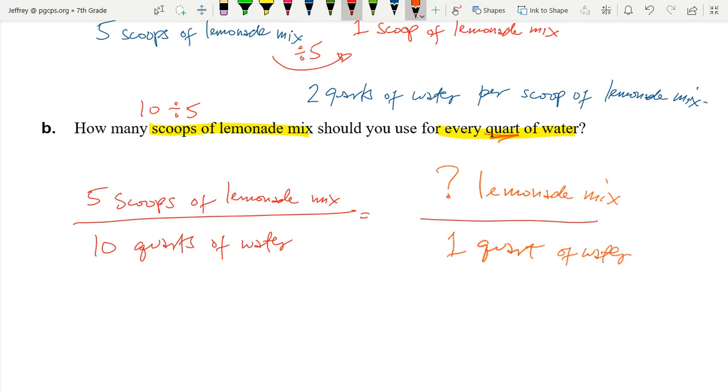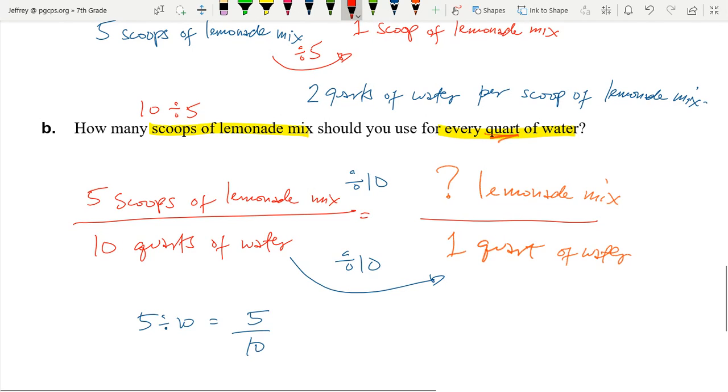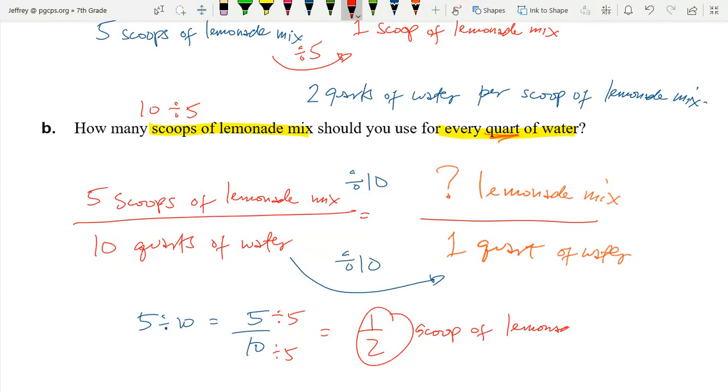So, how do we go about this? For 10 to become 1, we're dividing by 10. So 5 divided by 10 is the same thing as saying 5 over 10. And we can simplify that by dividing the numerator and denominator by 5, and that's 1/2. So 1/2 scoop of lemonade mix for every quart of water. Hope that helps.